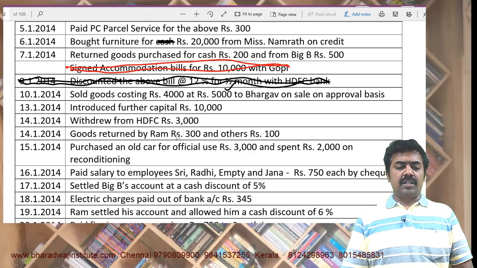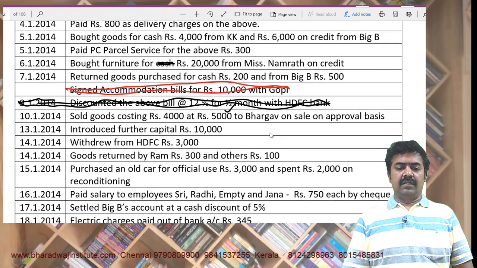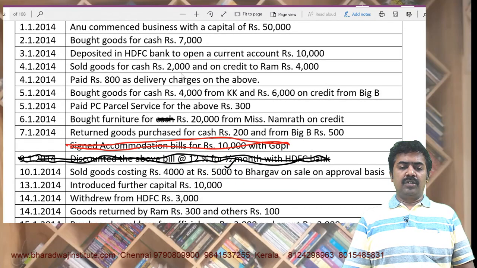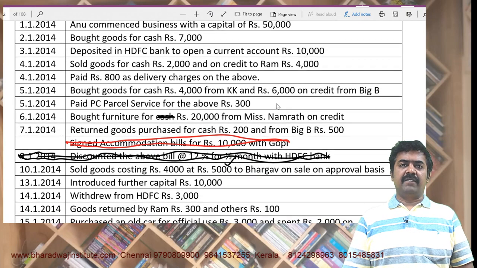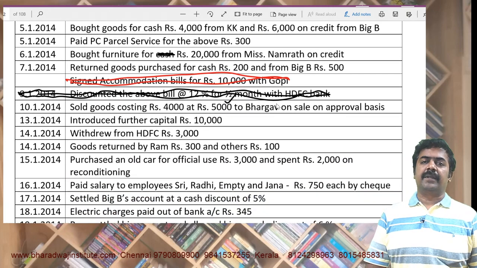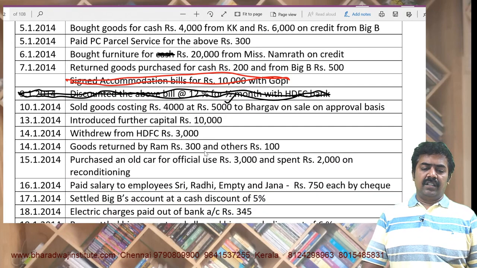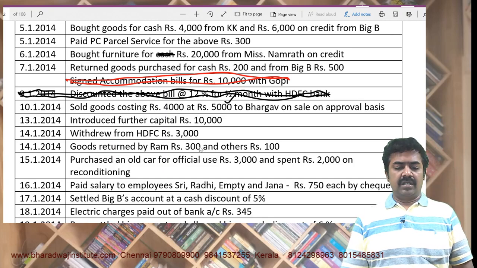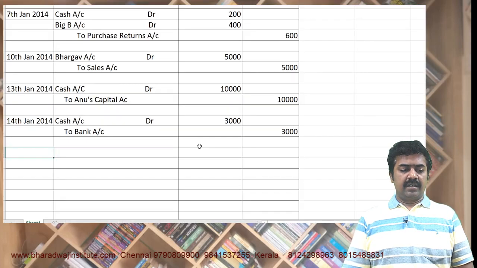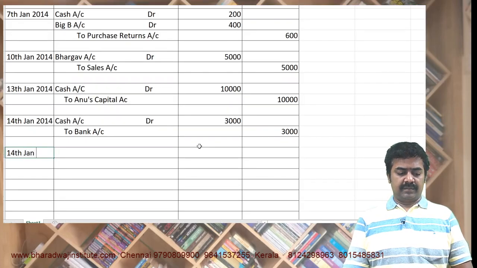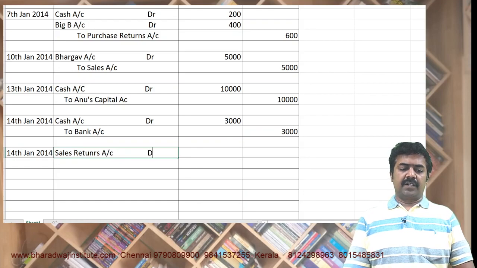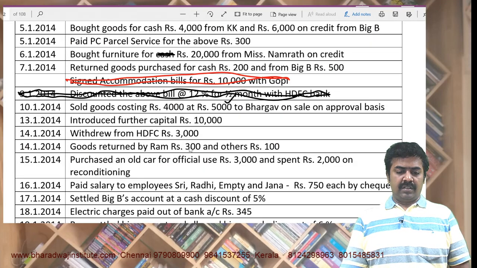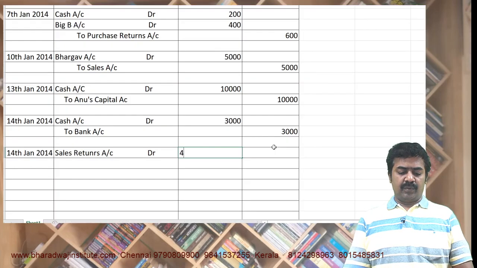Then, goods returned by Ram and others 100. Look, we sold goods for cash and on credit to Ram. In the same way as purchases returns, if sales returns happen, and the goods were sold on credit, we adjust the account. If they were sold for cash, we have to return the cash. Goods are coming back. Sales returns account debit. Totally how much? 300 plus 100. Totally 400.